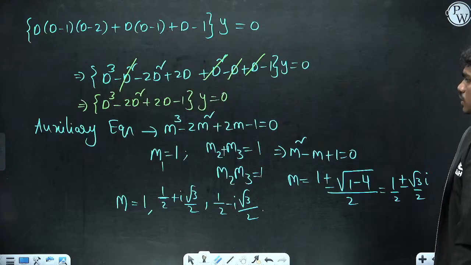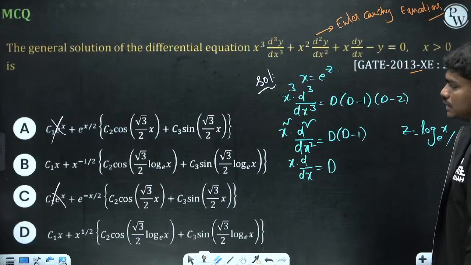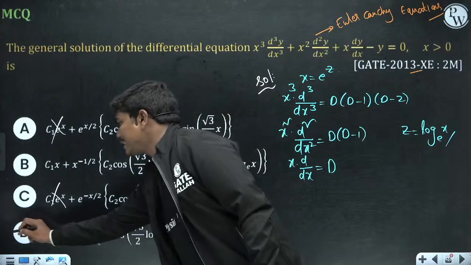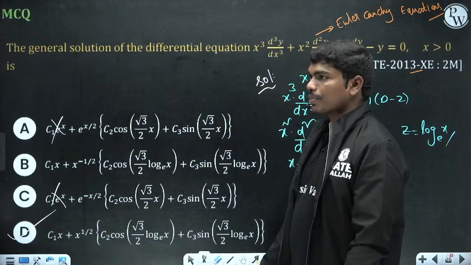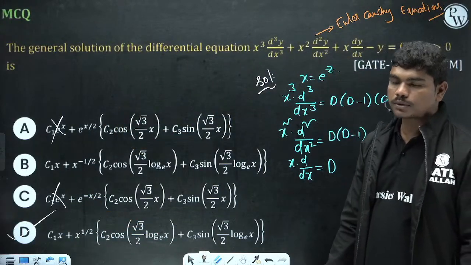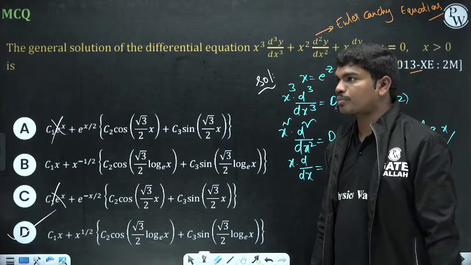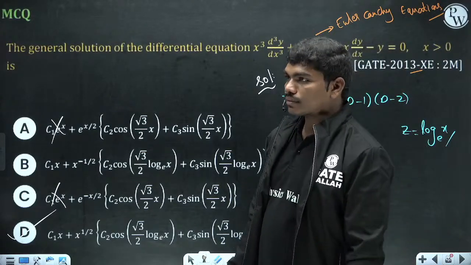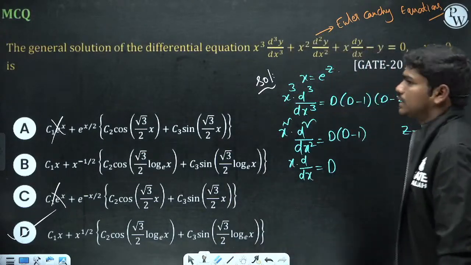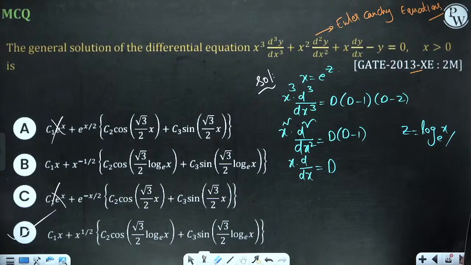So square root of x is here. So option D is the correct answer. Clear? Yes, D is the correct answer here in this case. So let's go for the next question.